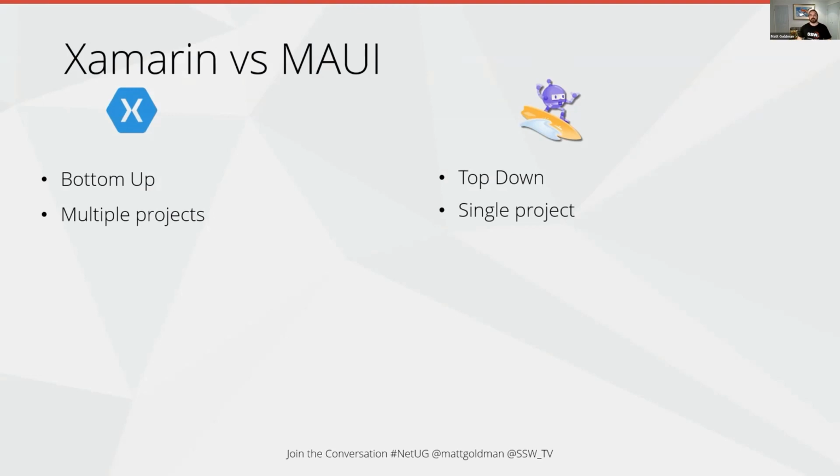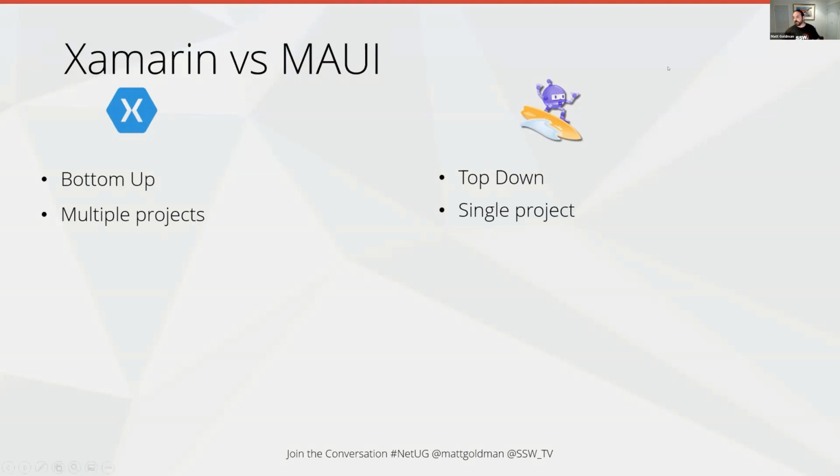With MAUI, it's a single project solution. You can of course add other projects to it if you want to reference other libraries or move some of your shared code out, but you don't have different projects for different platforms. You have your MAUI project. Inside that, there are ways of writing specific code for your specific platforms. If you want to, you can still do that.